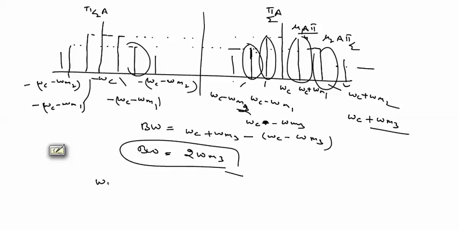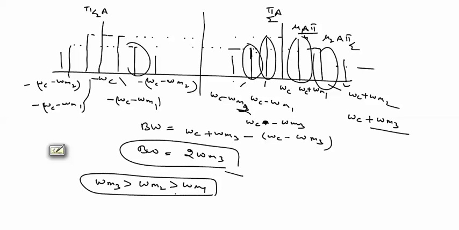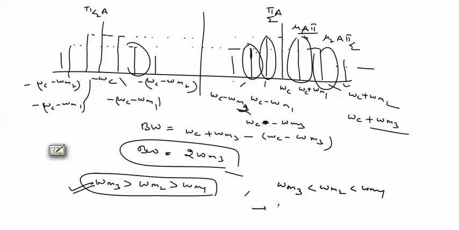In this case omega m3 is greater than omega m2, which is greater than omega m1. So omega m3 is the highest modulating frequency. If it is reverse, then the bandwidth for this scheme is twice omega m1.